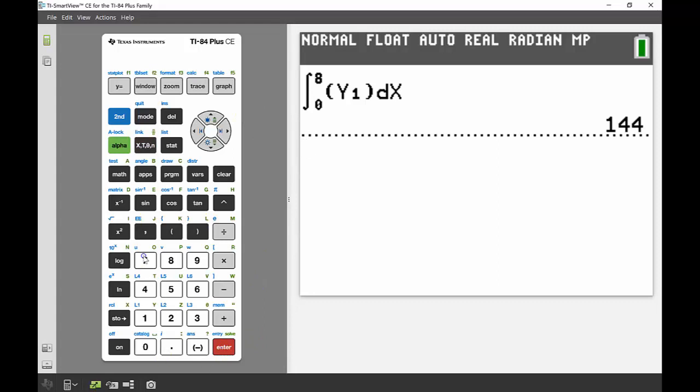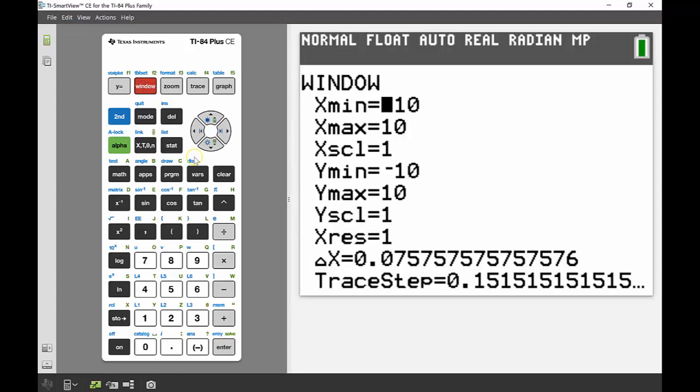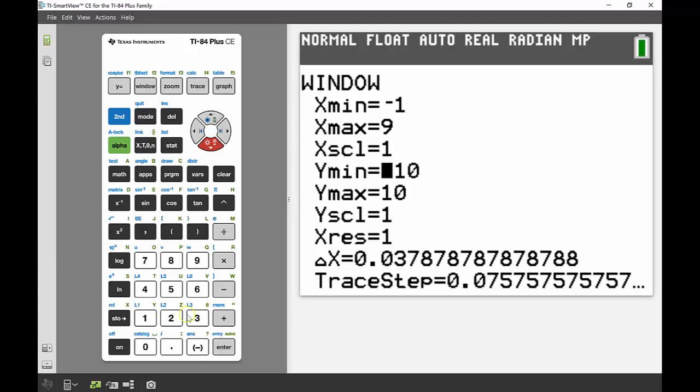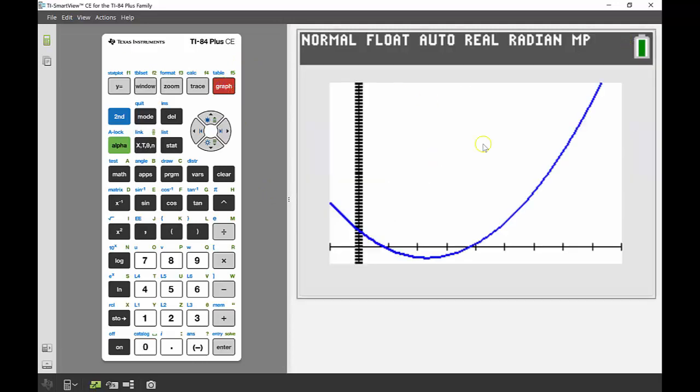If we were going to have a look at this graphically, I'll just set up my window. Again, my x min, I'm going to make that -1 just so I can see the y-axis, but I'm not really interested in anything below 0. My y min, I'm going to keep as -10, but I'm going to set my y max all the way up to 100. And that's going to give me a really nice view of that graph there.